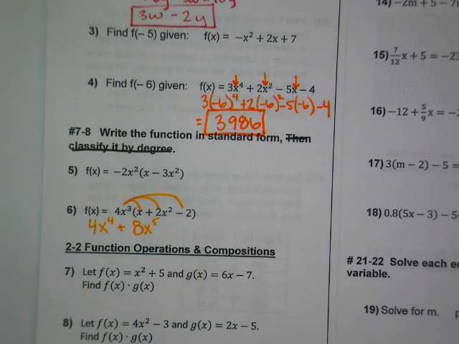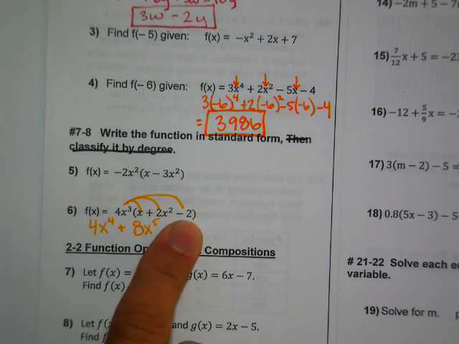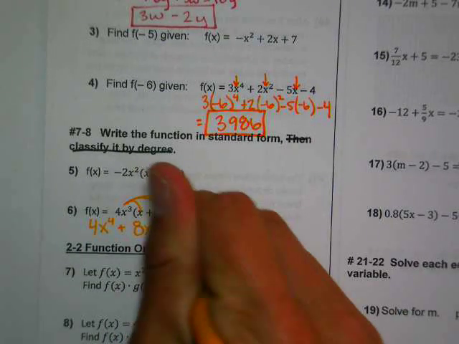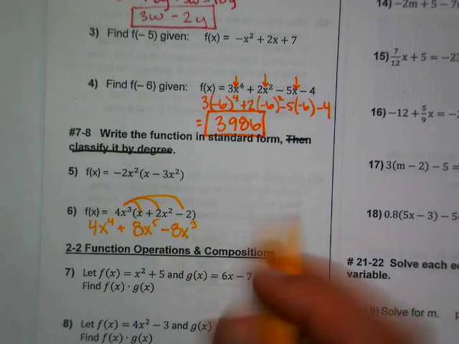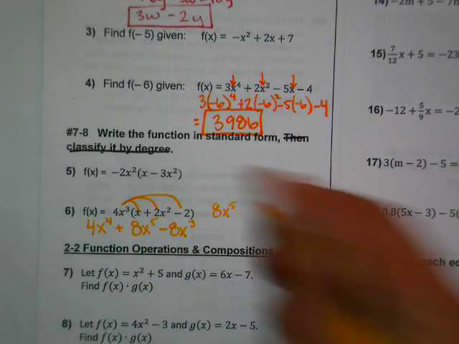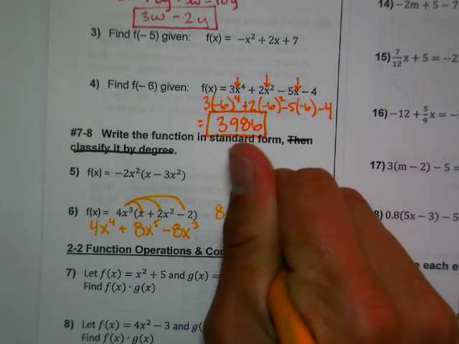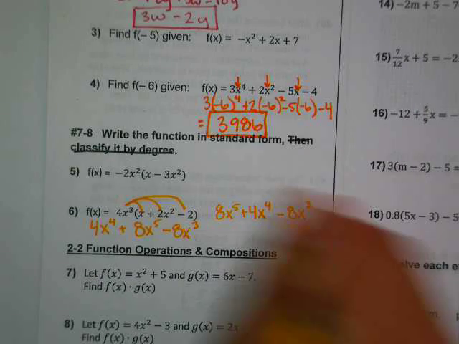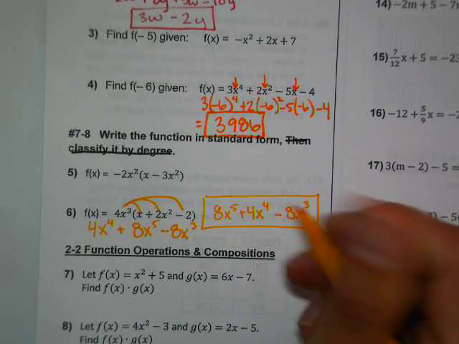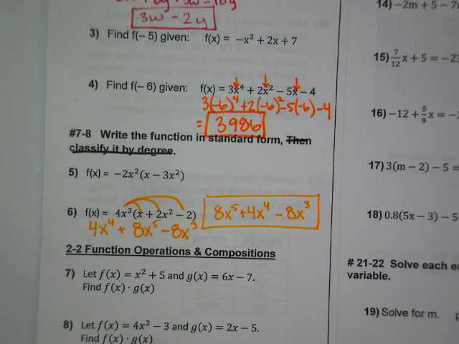So 4x cubed times -2. You have to do the exponents in the correct order. Exponents need to be in descending order, so biggest first. So the 8x to the 5th is going to go first, then 4x to the 4th, then minus 8x cubed. So biggest to smallest? Yep, biggest to smallest. And then you're done.